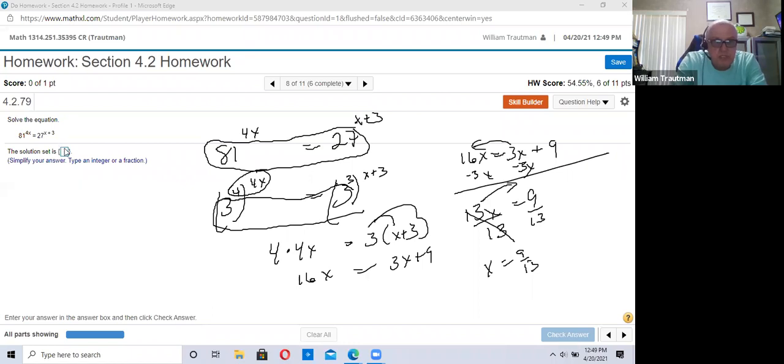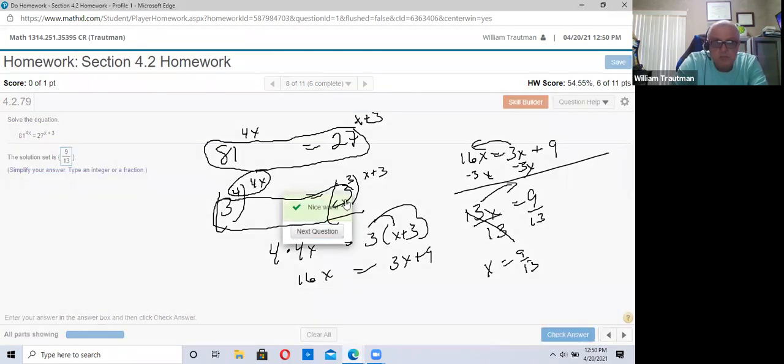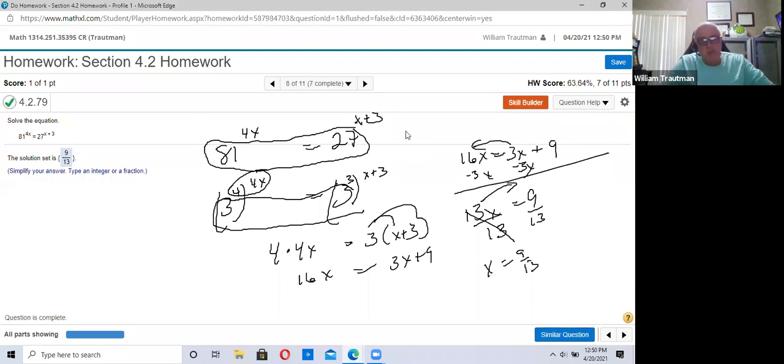Seems like a weird answer. Let's see if it's right. Let's see if I can type it in correctly. 9 over 13. And it's right. 81 and 27, you can both use powers of 3 to build them up. 81 is 3 to the 4th power, and 27 is 3 to the 3rd power.